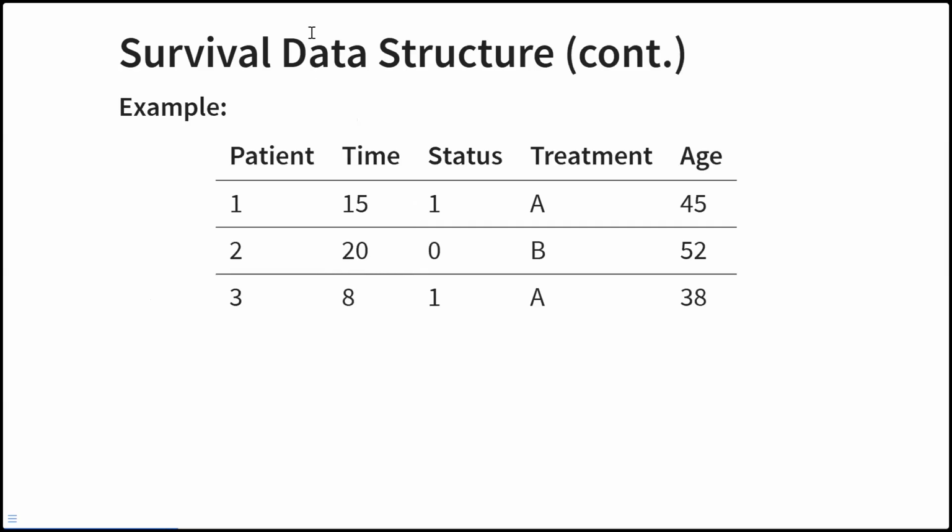This is an example of data. You can see we just have 3 patients here, patients 1, 2, and 3. First of all, start with patient 1. This is the status of patient 1. Patient 1 died, 1.